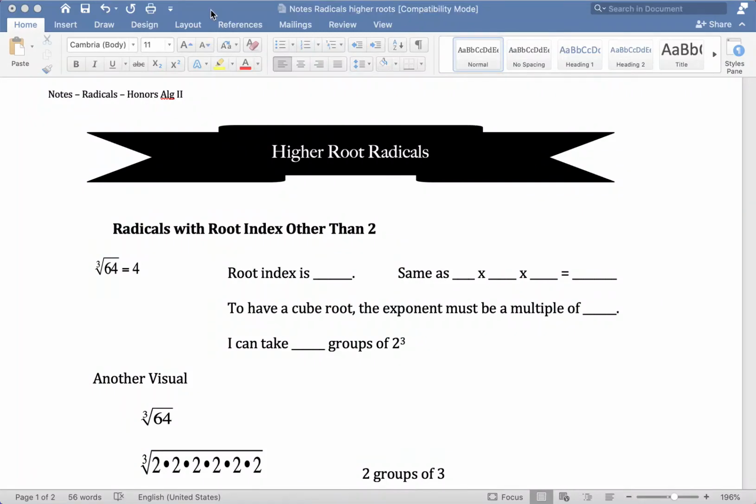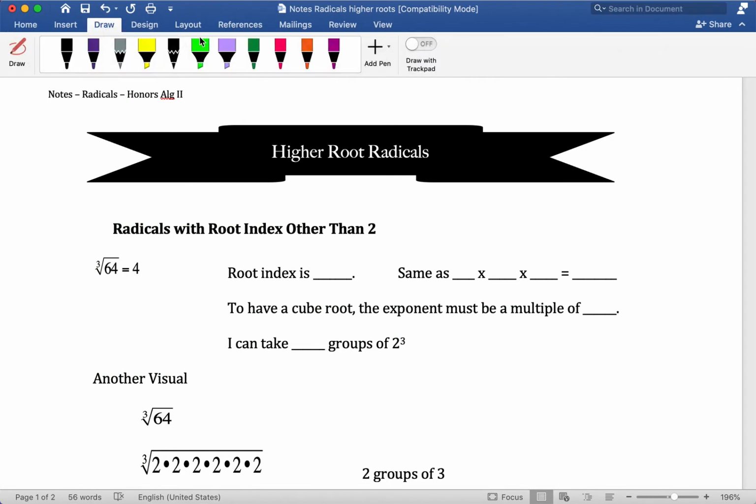Okay, this is still notes on radicals, but this time we're going to be talking about higher root radicals and simplifying those. Now, make sure that you're not giving decimals for these. That's not what we're doing. We're not asking how much this equals decimal form wise. These are irrational numbers, and irrational numbers you can't round them. So be careful with that.